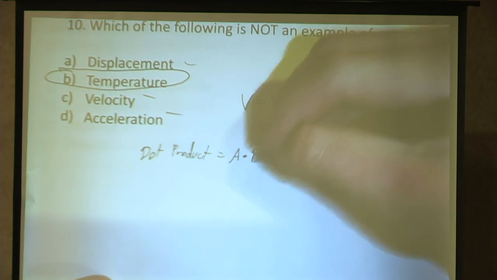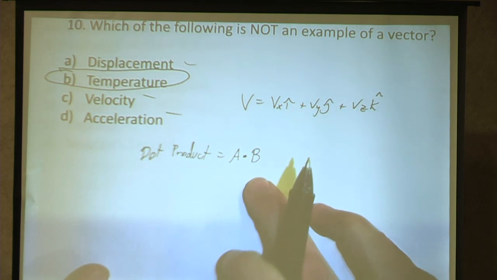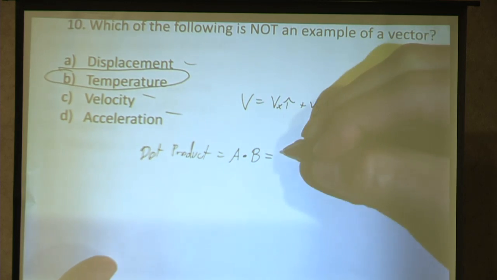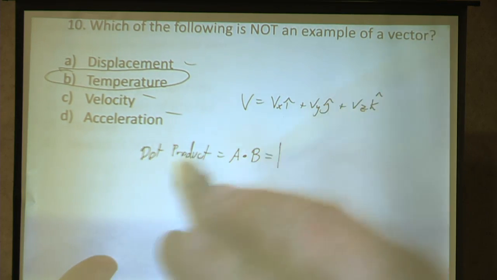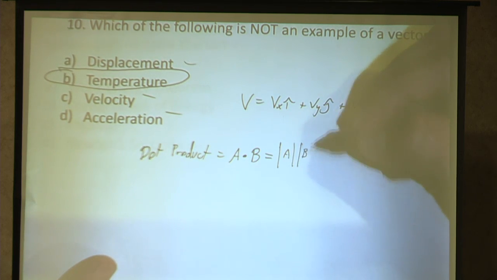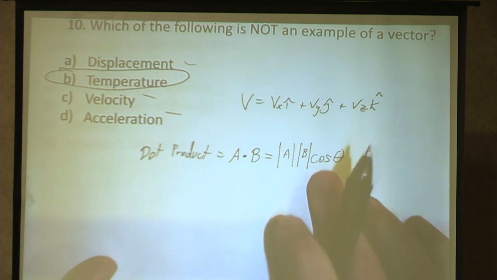So let's pretend you have two vectors, a dot b. I think someone was mentioning it before. So the dot product is going to be the magnitude of a times the magnitude of b times the cosine of the angle between them. Okay?